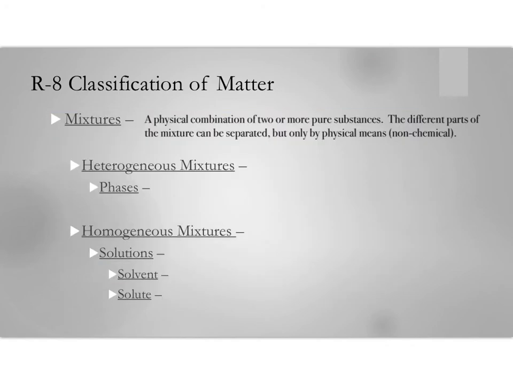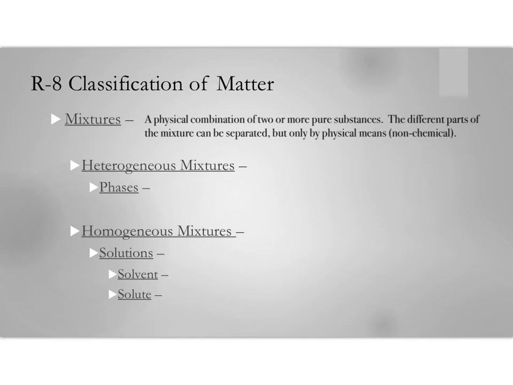So if something is not a pure substance, it is called a mixture. And so mixtures are physical combinations of 2 or more pure substances. The different parts of these mixtures can be separated, but they can only be separated by physical means, which means if you're doing a chemical reaction to it, that is not separating a mixture. That would be separating a substance itself into simpler or changing it into more complicated pieces. There are 2 types of mixtures. There's heterogeneous and there's homogeneous.